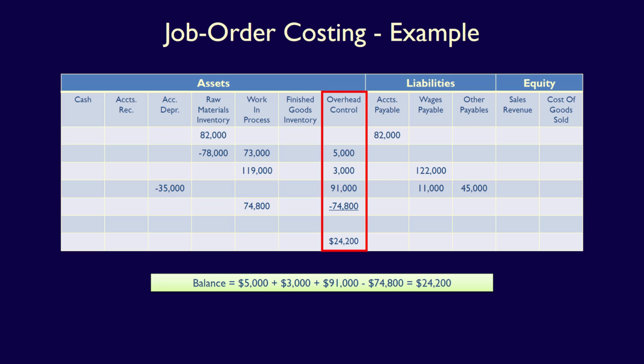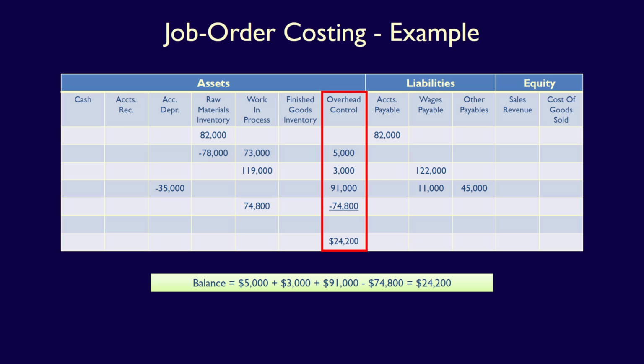Note that if we add up the overhead control account at the end of the month, there is a difference between the actual amount of overhead incurred, $5,000 plus $3,000 plus $91,000 for a total of $99,000 of overhead incurred, and the overhead applied to the job we completed, the negative $74,800. Why? Because the amount of overhead applied, the $74,800, is just an estimate based on an estimated predetermined overhead rate. The estimate is rarely equal to the actual overhead incurred.